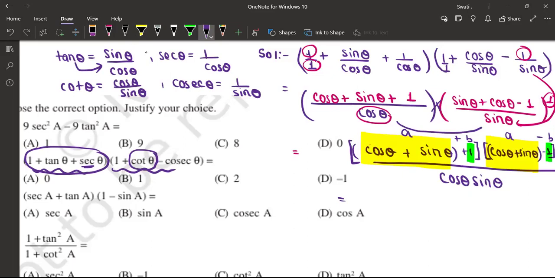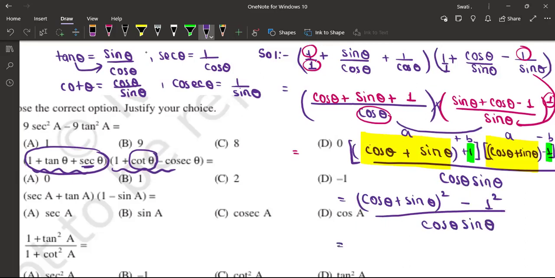Are you understanding? Yes. So using that formula, it will become A square. But what is A? Cos theta plus sin theta. So that means it is A and then square of that minus B square. So 1 square. Got it? And then upon cos theta into sin theta as it is. Manya, you can also write down all these steps in your notebook along with me, so that you will also have the practice of writing it.